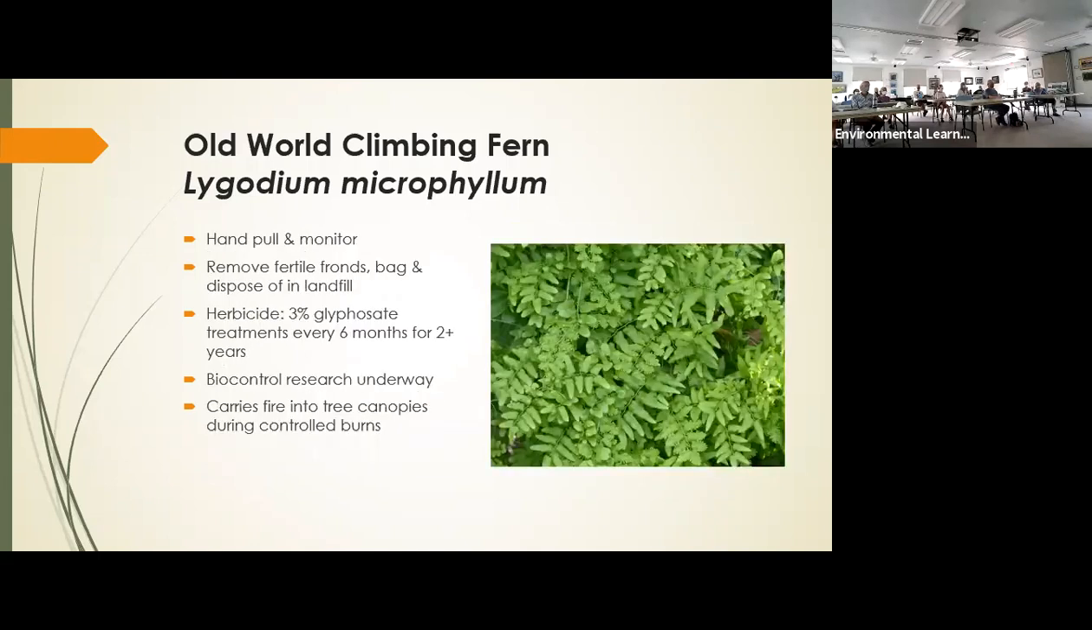So you can hand pull this. Most important is removing the fertile fronds, bagging that material, and disposing of it. Hopefully you can see in the picture, some of the fronds have little frilly furls on the edges of the leaves. That's where the spore cases, the sporangia, are held. And those are released by wind. So hurricanes will spread this plant far and wide, as will winds. So it's very, very difficult to control.